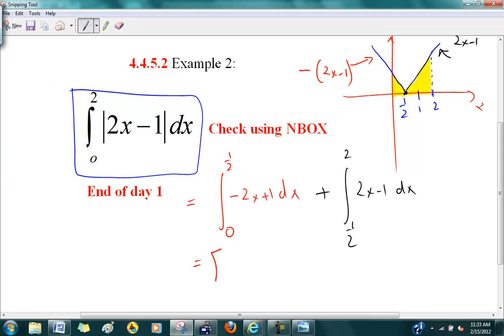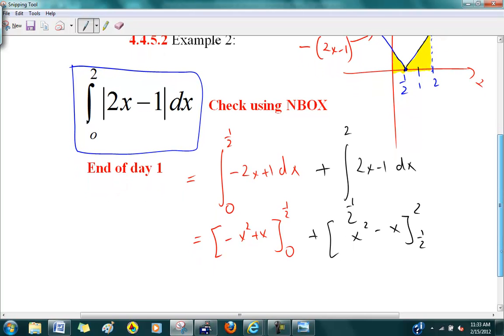So then this guy becomes minus x squared plus x from 1/2 to 0. The other guy becomes x squared minus x from 2 to 1/2. And then you just do your plug and chug. Okay, do your plug and chug. So if I do my plug and chug here, what do I get? I get minus 1/4 plus 1/2, plus if I do a plug and chug there, I'm going to get a 4 minus 2. Oh, I should have done that in black, huh?